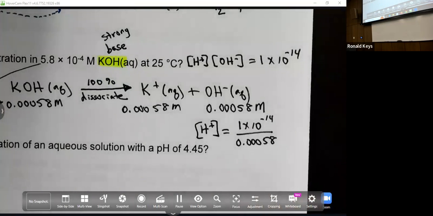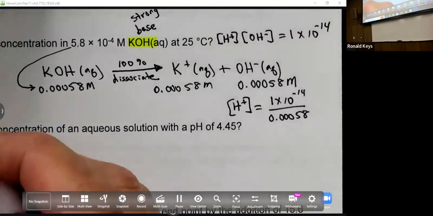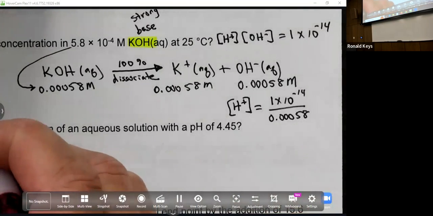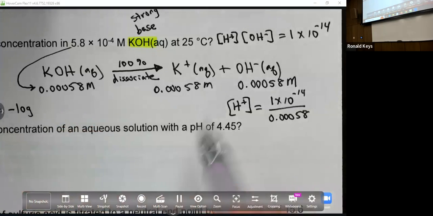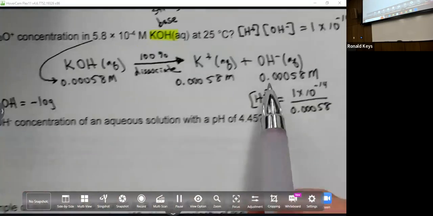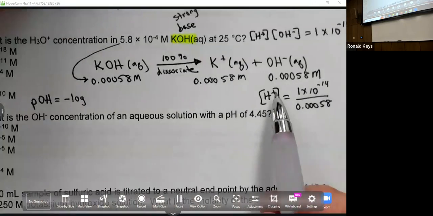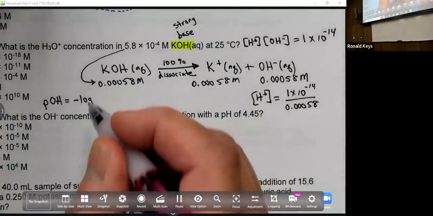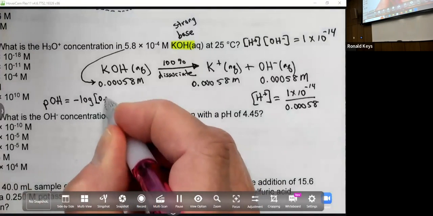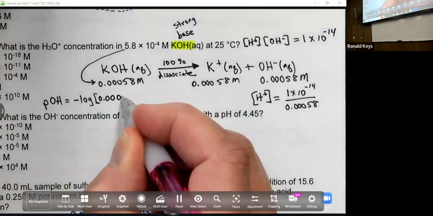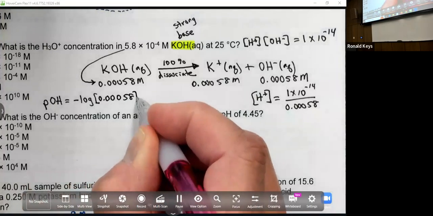That is the fastest way to do it. Okay, the other way to do it is you could do your pOH. Your pOH would be the negative log of the OH minus concentration, the negative log of 0.00058.